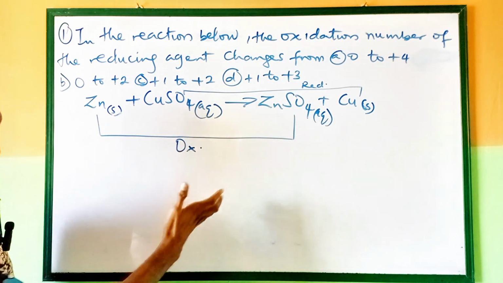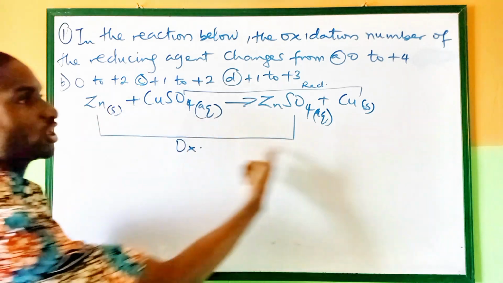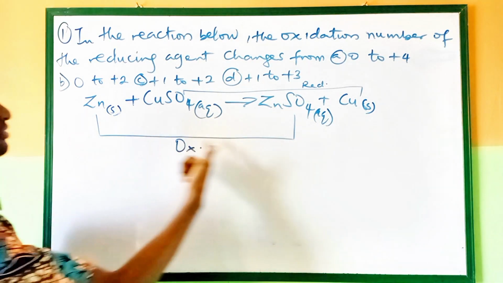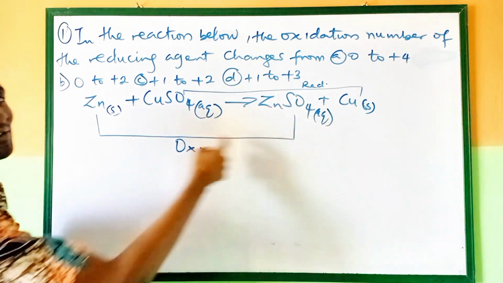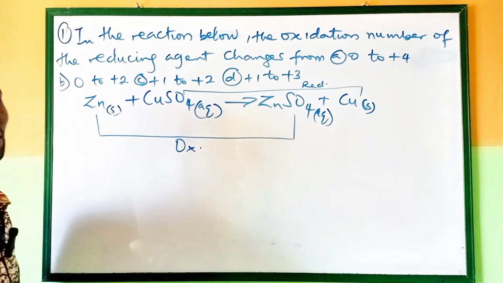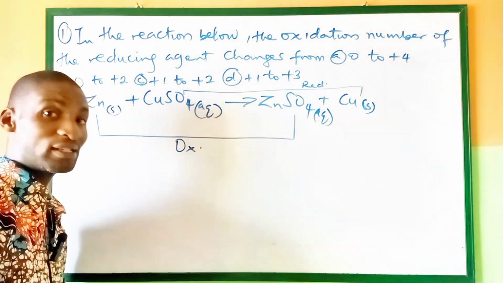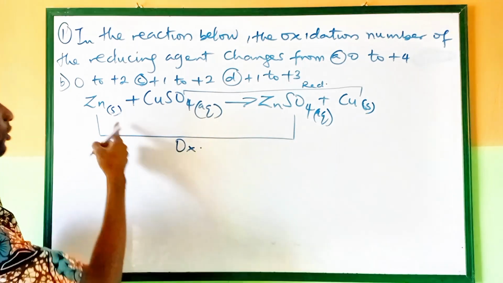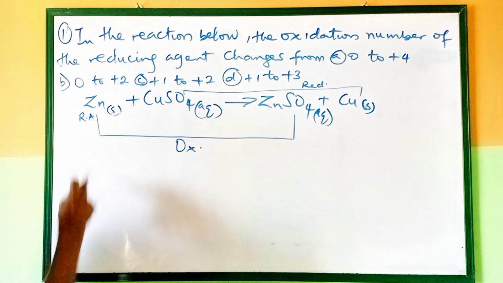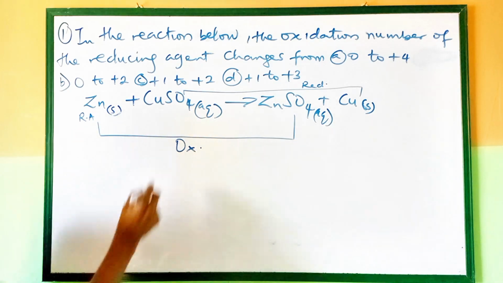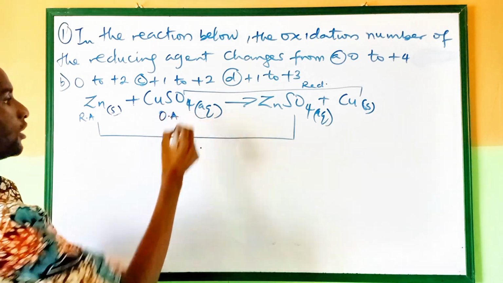So when you have a question like this, the best thing to do is just draw a chain. This is the oxidation chain because zinc had gotten oxygen and you have zinc sulfate. So this is the oxidation chain, and because you cannot have an oxidizing agent in an oxidation chain, what you have here will be your reducing agent. So zinc is your reducing agent while this is your oxidizing agent.